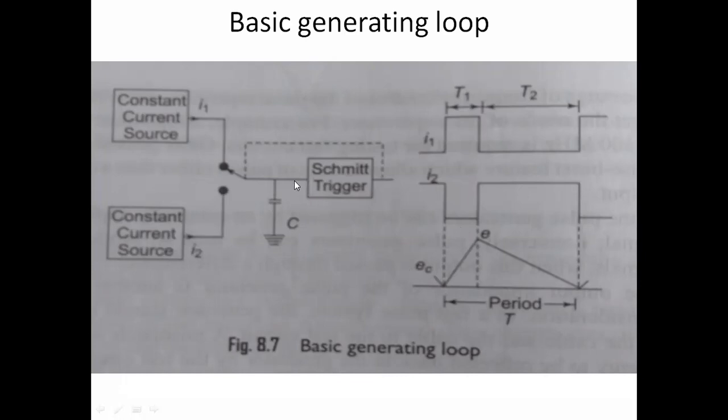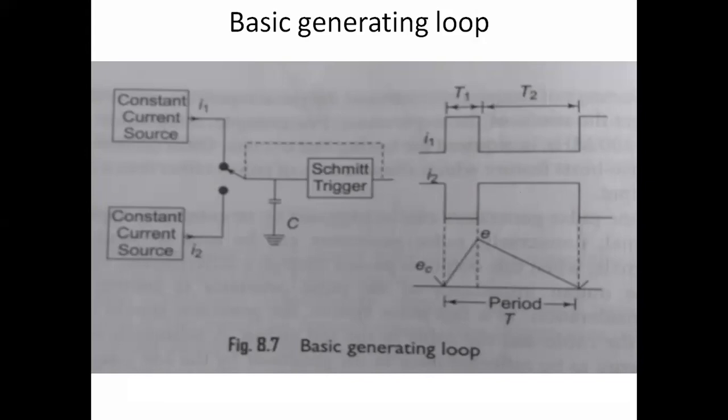Again, when the voltage across the capacitor increases to a certain value, at that moment I2 is 0. When it reaches a certain maximum limit, the Schmitt trigger disconnects the constant current source I1 and connects I2, and due to that the current through I2 will increase and I1 will decrease. Like this we will get two output waveforms, I1 and I2.